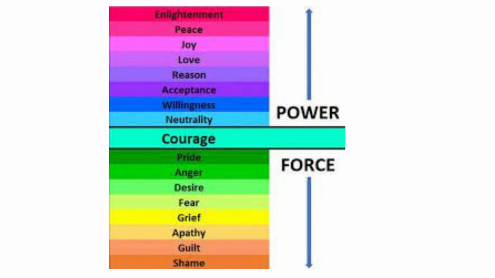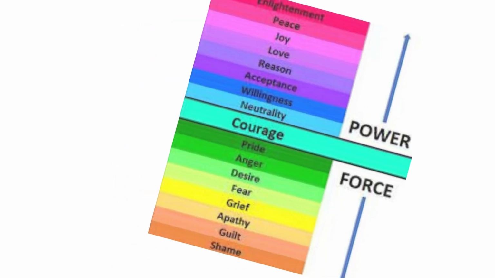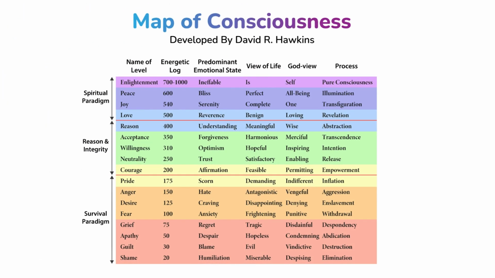Hawkins introduces the map of consciousness, which is a scale that measures human consciousness levels. He based the map on his experience as a psychiatrist and his own personal spiritual journey. He argues that individuals operating at higher levels of consciousness, such as love and enlightenment, have a more significant impact on the world than those operating at lower levels such as fear, anxiety, stress, and anger.